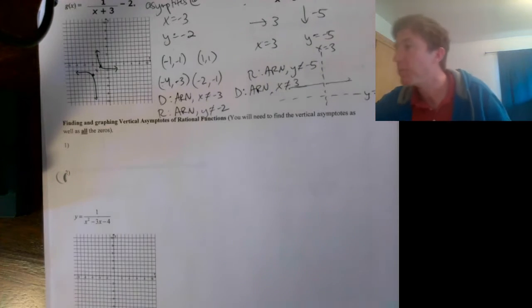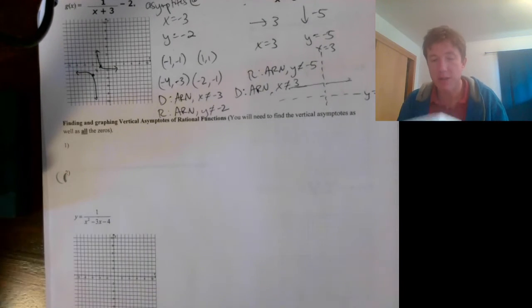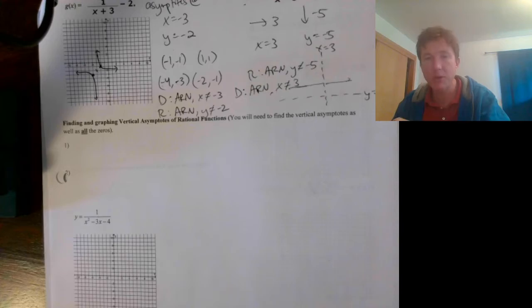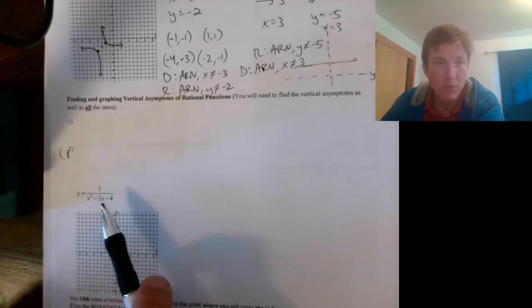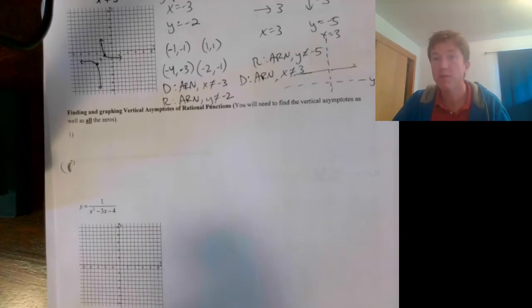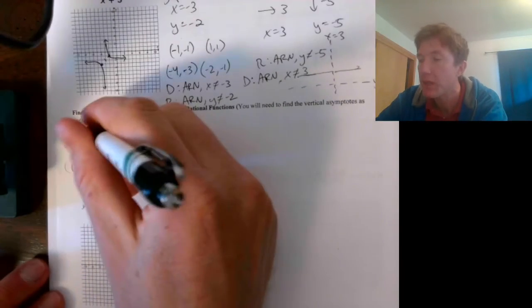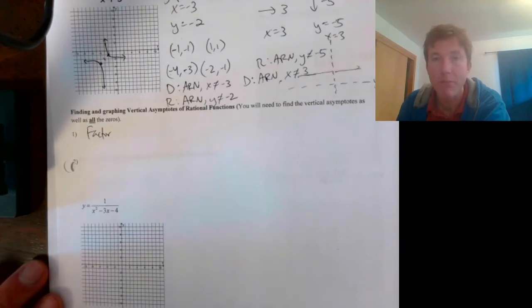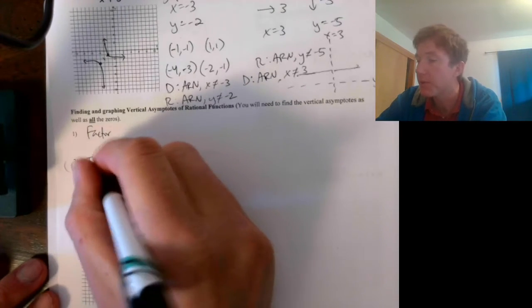We're good to go. Alright, let's tackle this next one. So, here's our function: y equals 1 over x squared minus 3x minus 4. First thing we're going to do here is factor. That's the first step. And then identify asymptotes.